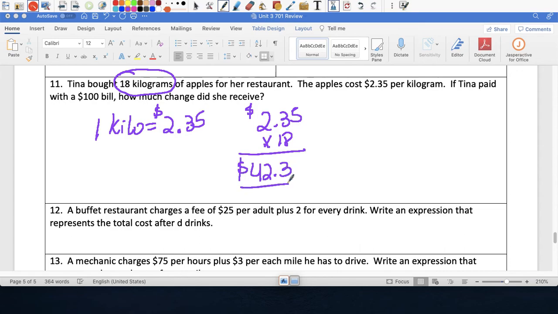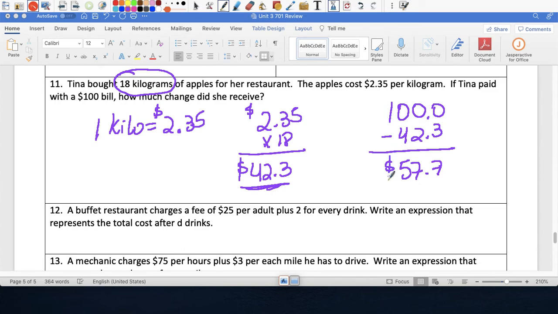So that's a total. Now, if you pay with $100, how much do you get in change? So 100 minus 42.3. I'm going to add a decimal over here. And our answer is 57.7. So this is how much change she got.